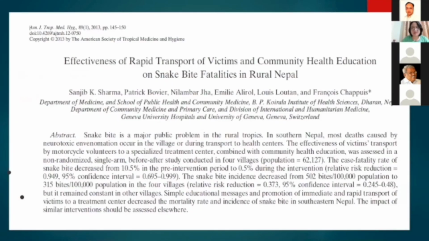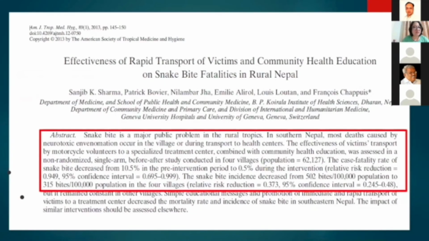So this is another article, published in the American Journal of Tropical Medicine and Hygiene, that states the effectiveness of rapid transport of victims and community health education on snake bite fatalities in rural Nepal. So in Nepal, mostly in southern Nepal, most deaths are caused by neurotoxic envenomation. They occur in the villages or during transport to the health centers. So this article states the effectiveness of rapid transport of the victim by these motorcycle volunteers.